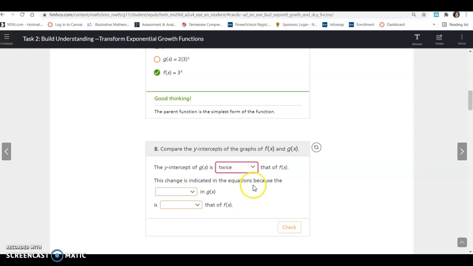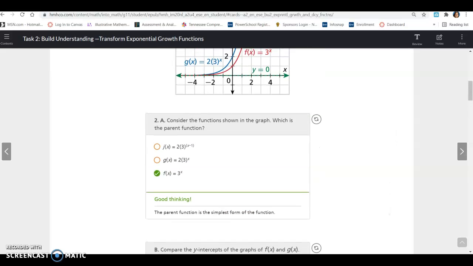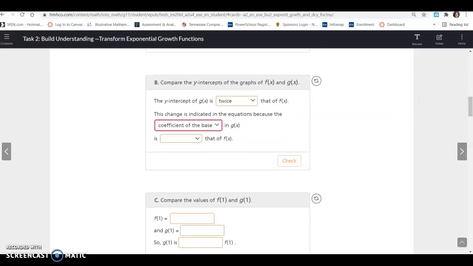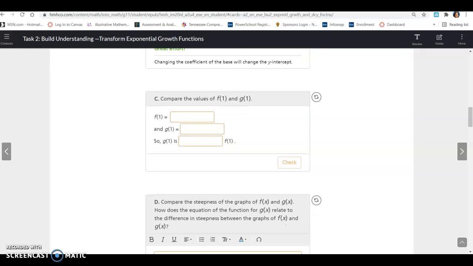This change is indicated in the equations because of the coefficient of g of x. All right, so the coefficient here, 2, is what changes this up to 2. The coefficient here is 1, that's your y-intercept. The coefficient here, 2, changes that to a 2. This change is indicated in the equations because the coefficient of the base in g of x is twice that of f of x. Again, 2 is twice 1. That's why.